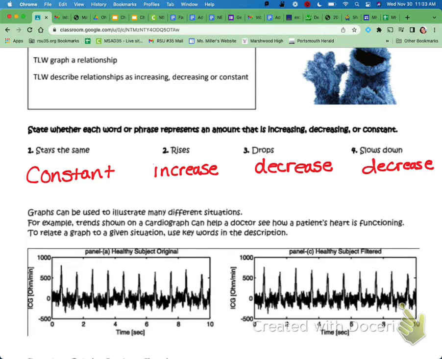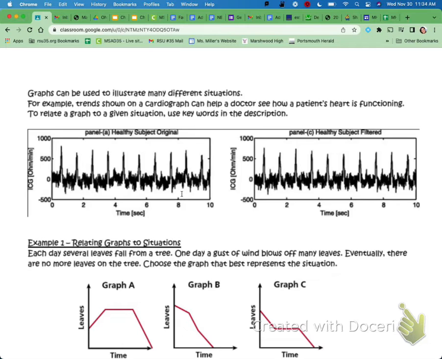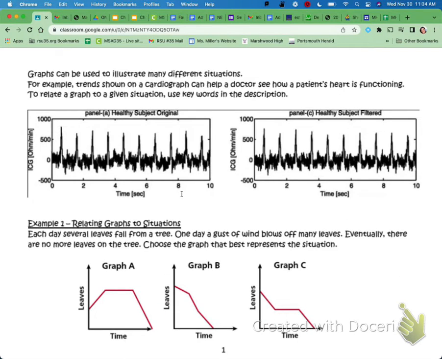Graphs can be used to illustrate many different situations. For example, trends shown on a cardiograph can help the doctor see how a patient's heart is functioning. To relate a graph to a given situation, we can use keywords in the description. So here you have some examples. Notice what's on the x-axis of this cardiograph. It is seconds. Time, right? So as time's going on, what's happening to the ICG? It's fluctuating up and down, right? It's going up, down, up and down. So it's kind of cyclical, right?